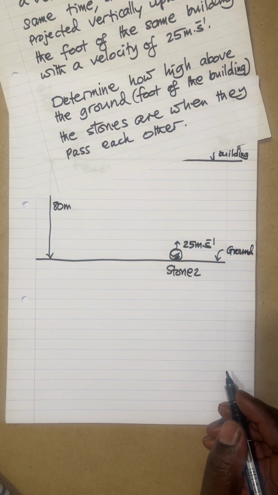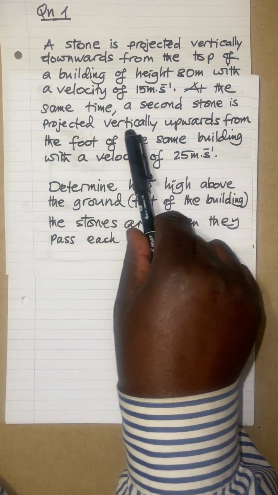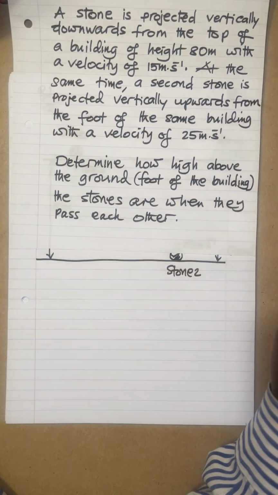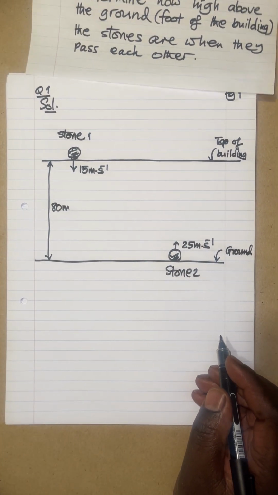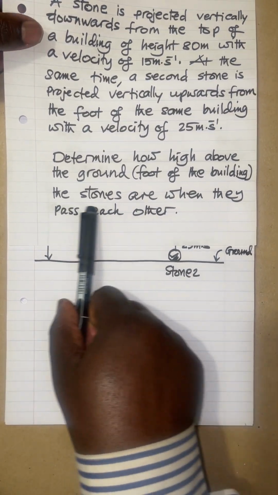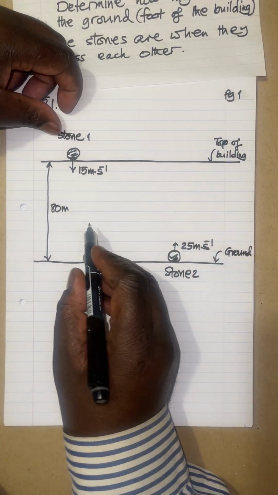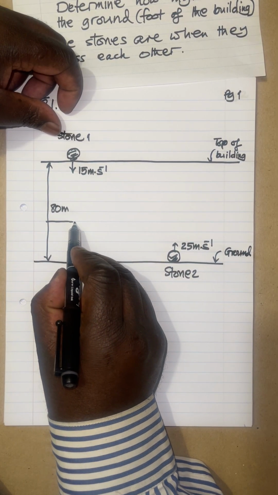Right. Now, it says at the same time, a second stone is projected vertically upwards from the foot of the same building with a velocity of 25 meters per second. So there it is. How high above the ground we're supposed to determine the stones are when they pass each other. Let's just say that they pass each other along that line.